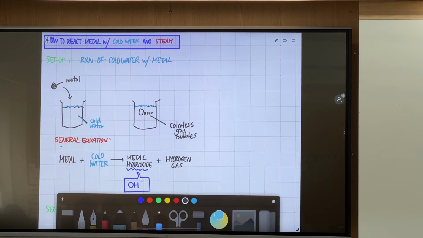Note the difference between stating the observation and identifying the product, because I still see students mixing these two terms up. When you are asked to state the observation, what does observation mean? It means what you can see. Can you see hydrogen in this container here?